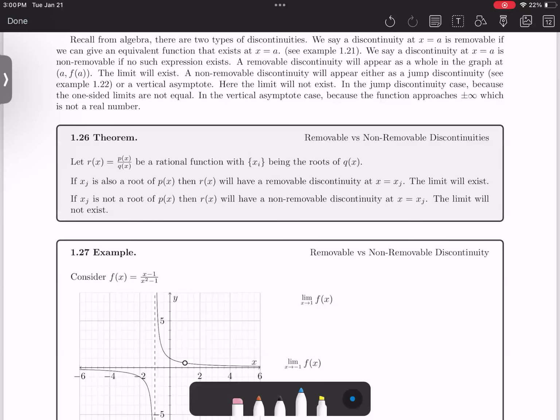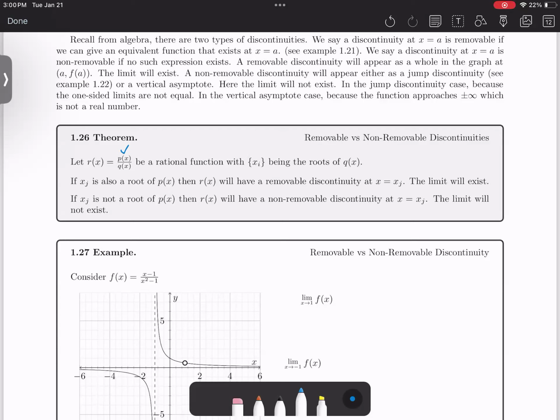We can use the language of calculus, specifically limits, to talk about types of discontinuities, removable versus non-removable. And you should remember this from algebra. So if you have a rational function r of x, which can be written as p of x divided by q of x, right? There's a quotient there. It's a rational function.